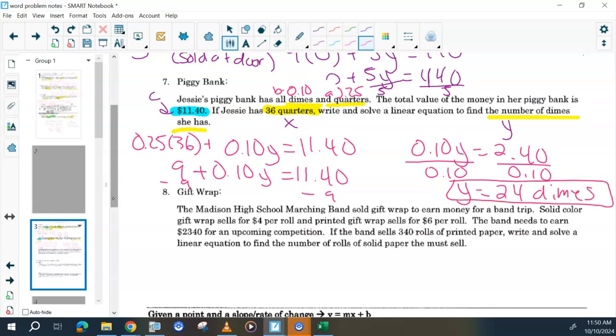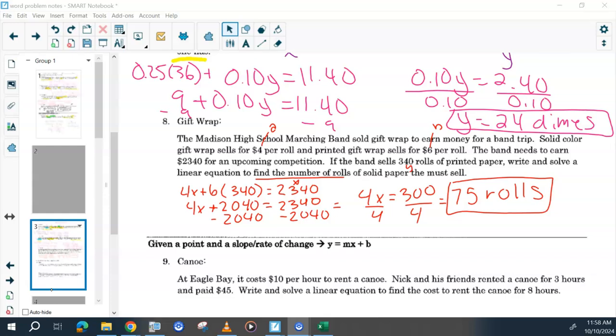If I got a decimal here, could that work? No, I can't have a decimal number of dimes. That wouldn't make sense. Okay, so also, if you get a problem like this and you get a decimal, you should know something went wrong because I shouldn't have a decimal number of dimes or quarters. Okay, I want you to try number 8.